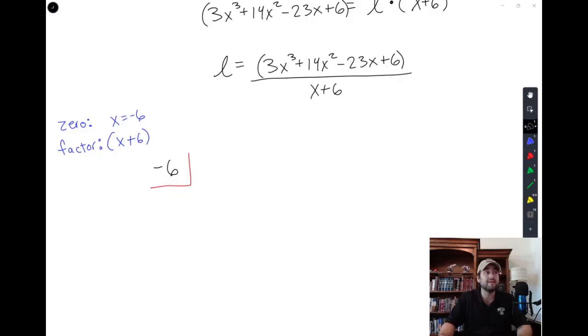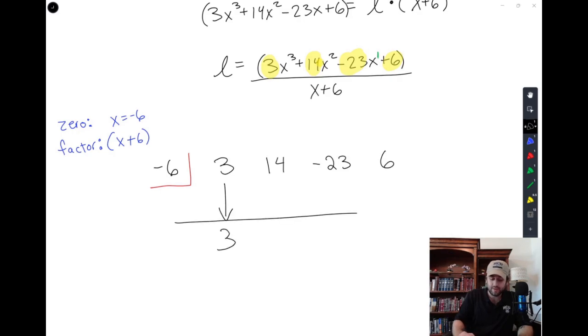And then we're going to fill in from the top all of the coefficients that we see. So 3, 14, negative 23, and 6. And notice we don't see that we are missing any degrees or any exponents. It goes from 3 to 2 to an invisible 1 right here to your constant. So I can just write 3, 14, negative 23, and 6. I drop down my 3, and then I just use that same algorithm of multiplication and addition.